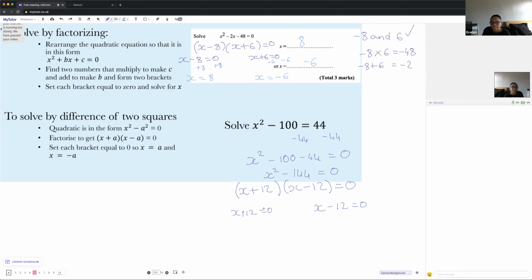And then on the left-hand side, to get x by itself, you need to subtract 12 on both sides. So x equals minus 12. And on the right-hand side, you need to add 12 to both sides. So x equals a positive 12. And those two would be your solutions for this. So remember, always set your equation equal to 0 first and then solve.